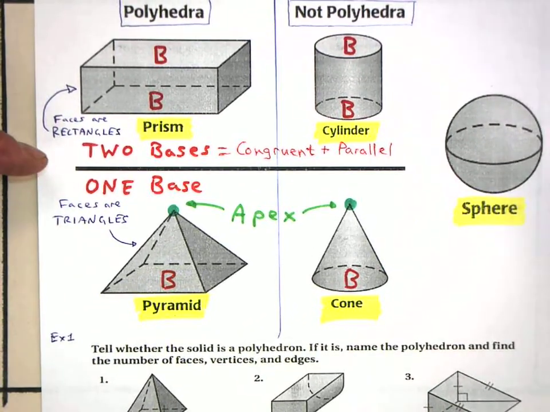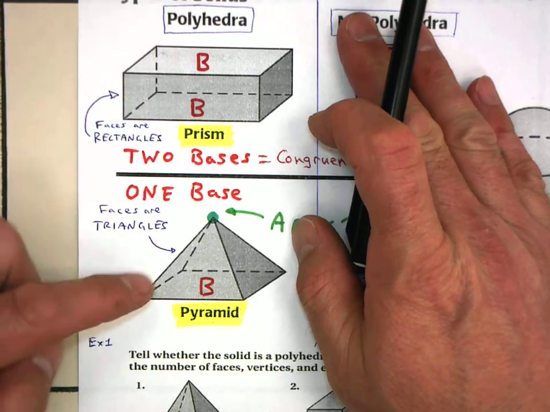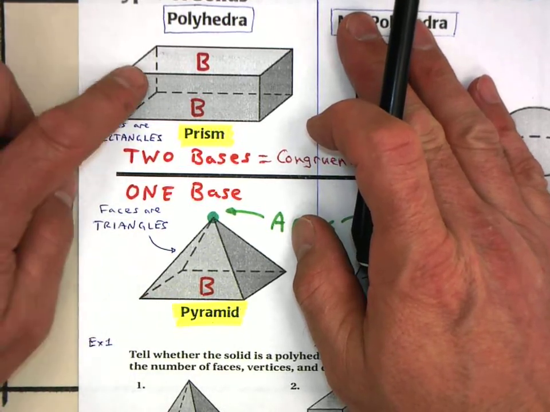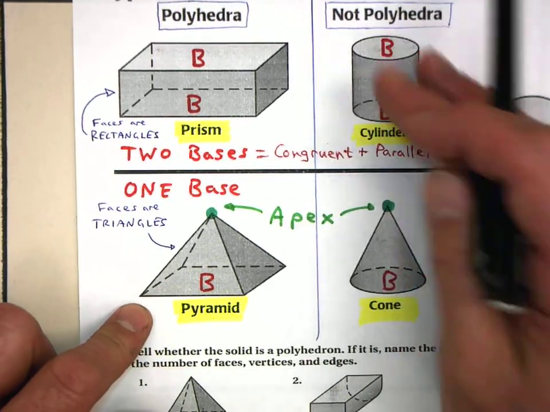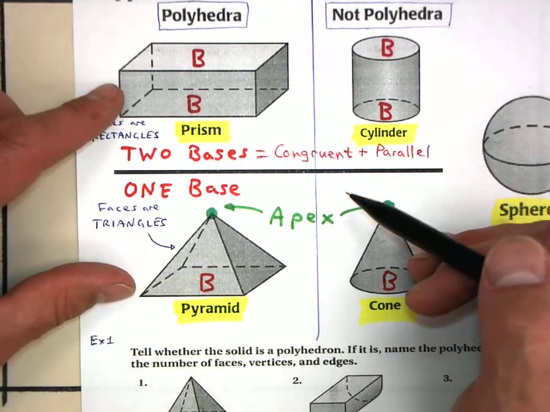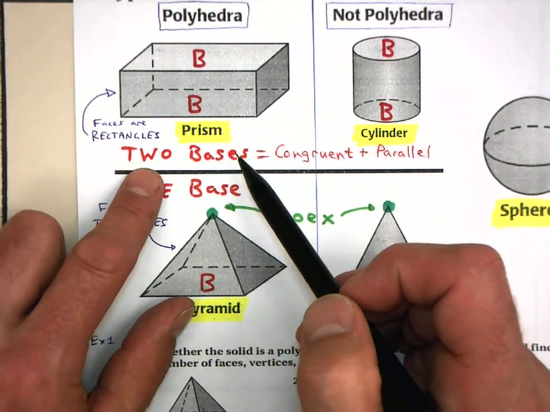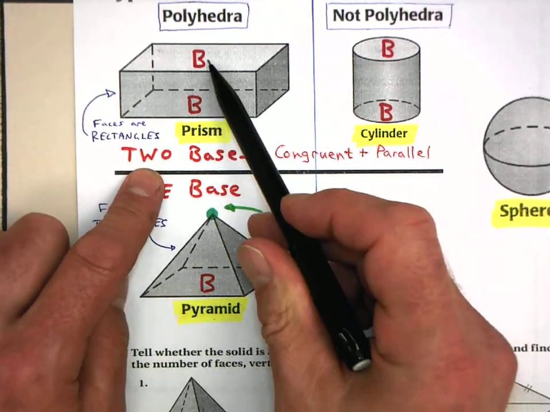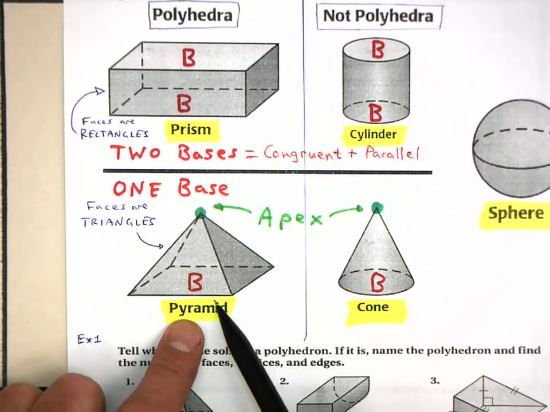So let's look now at differentiating. Let's just focus on prisms and pyramids. So what's the difference between a prism and a pyramid? Well, the main identifying difference is that a prism has two bases. A prism has two bases, and a pyramid only has one base.